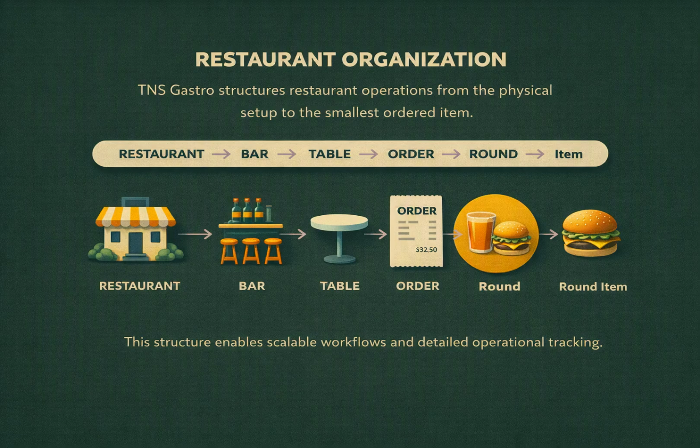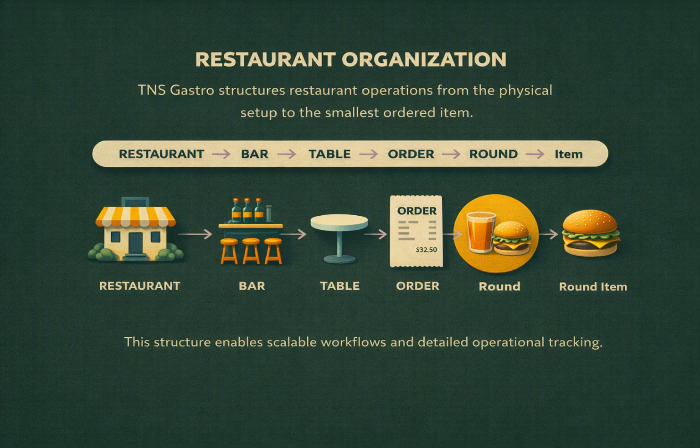Every restaurant consists of one or more bars. A bar represents an operational unit. It has its own products, prices, staff, and operational workflow. Each restaurant can also be divided into one or more areas. Areas represent the physical organization of the restaurant, such as the indoor area, terrace, garden, VIP section, or beach area. Within each area are the tables. Every table belongs to one area and is assigned to one bar.